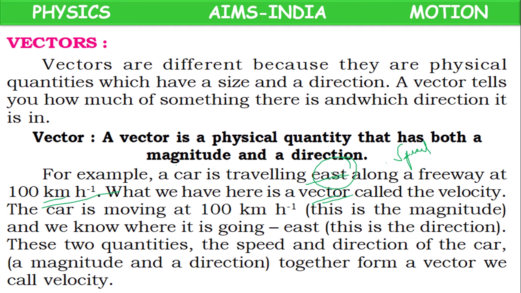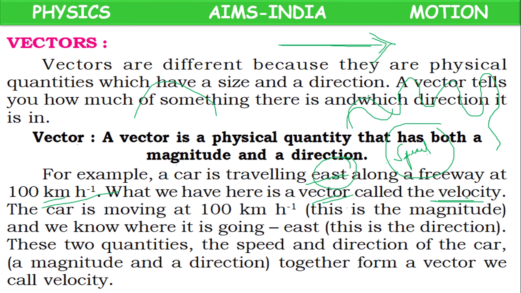Speed in a particular direction is called velocity. If it is not a curved path, if its direction is a fixed direction, then it is called velocity, which is a vector. Actually, speed means it can travel in any direction. It doesn't have any particular direction. But if the same speed is in a particular direction, then it is called a velocity vector.